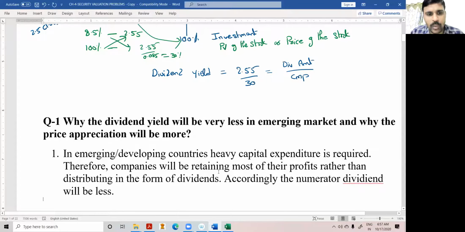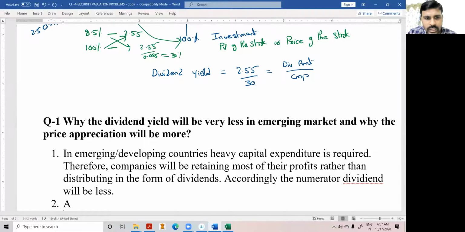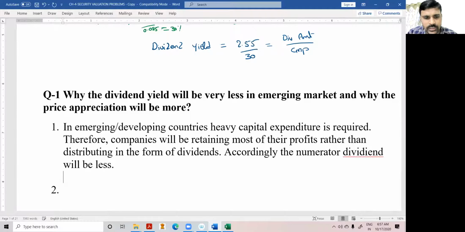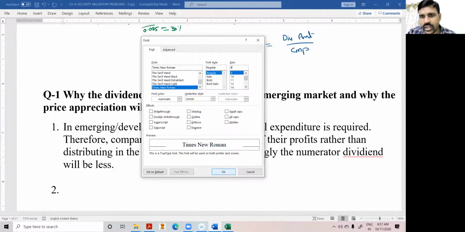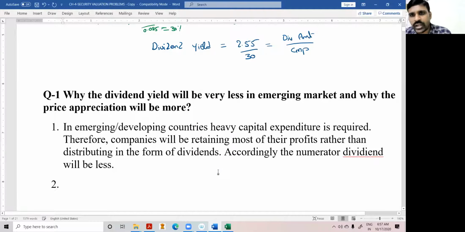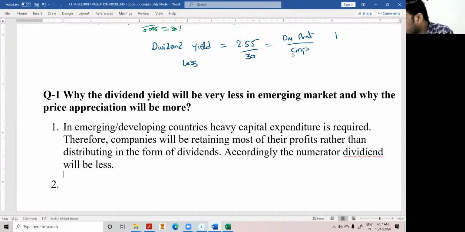Next, second point, the denominator. So we'll get a lower dividend yield. In developing countries, we'll get a lower dividend yield because of two reasons. One reason is that the dividend amount is lesser, and the second reason is that the market price is high. Why are we getting this less? Because either the numerator will be less or the denominator will be more, so that the output is less. Why will the denominator be more?